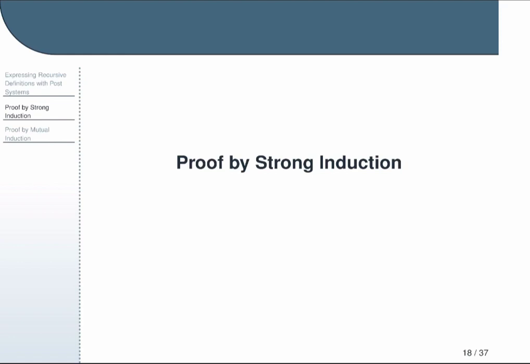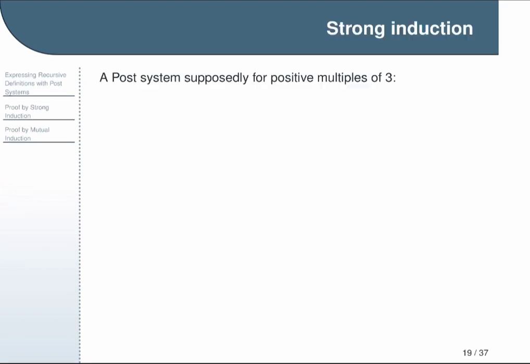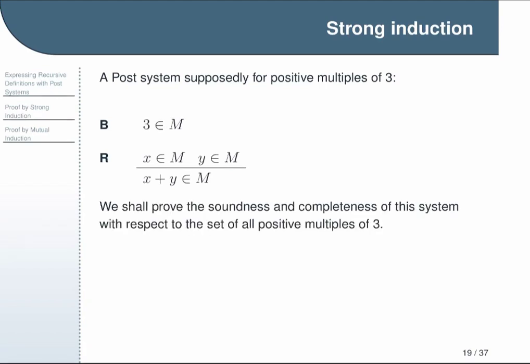The first system we'll look at was this very simple one that we claimed was for positive multiples of 3. Just to refresh your memory, we said the basis rule was that 3 is in some set M, and the inductive rule R is: if X and Y are in the set M, then X plus Y is in the set. And we did a derivation showing that we could prove that 9 was in this set. But we did not prove our claim that this is, in fact, all and only the positive multiples of 3.